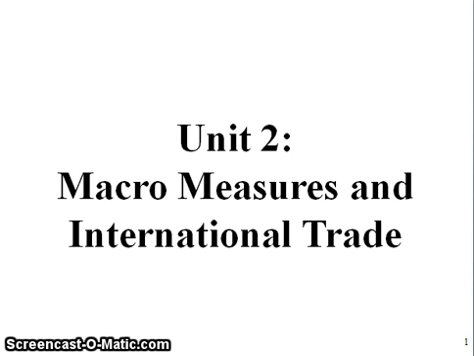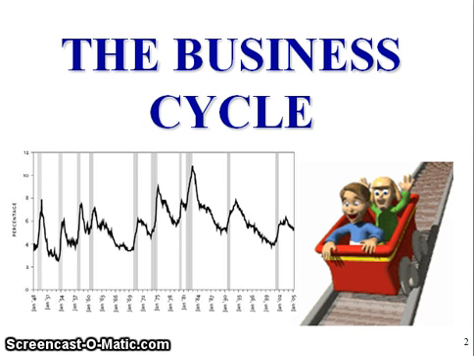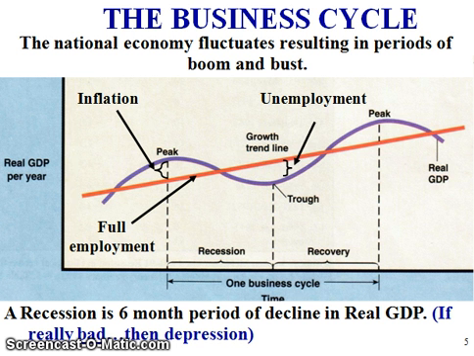So there are ups and downs, and we're going to begin with the business cycle as an explanation of different elements of growth. All right, so I'm going to walk you through the different components of the business cycle. The national economy fluctuates, resulting in periods of boom and bust. So you can see that there is a trend line that represents economic growth over time, which, as you can see here on this graph, is real GDP per year over time. And this trend line is upward sloping. So this is typical of most macroeconomies over time.